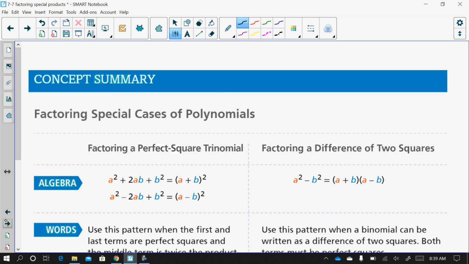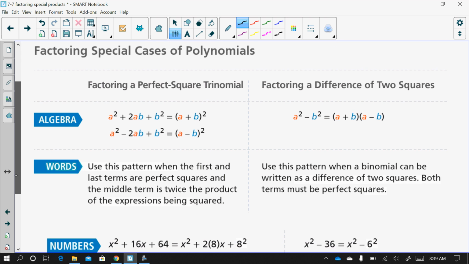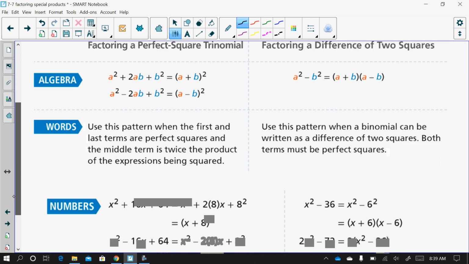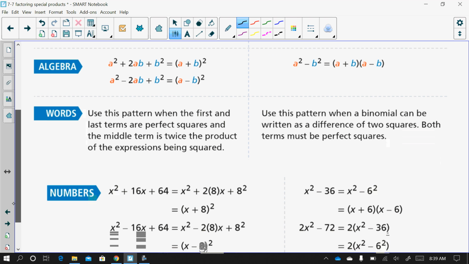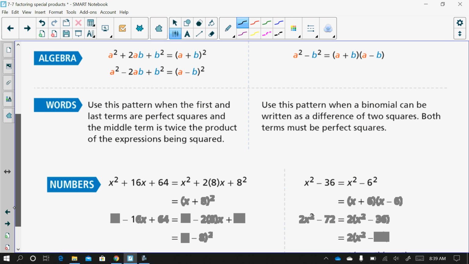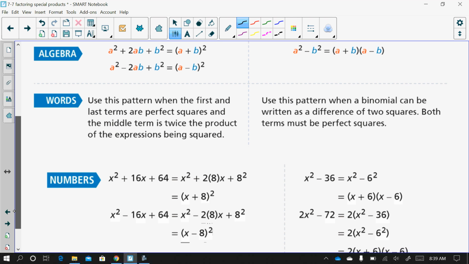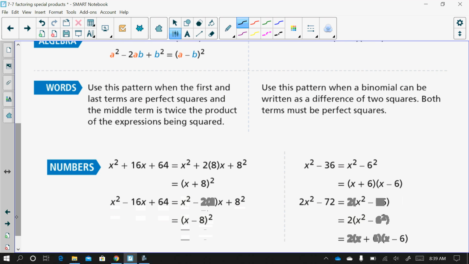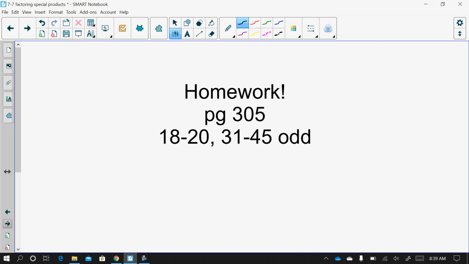All right, so here's our concept summary. So remember, there are 2 patterns here, but you can absolutely think of it as what 2 numbers multiply to the last, and I can combine them to make the middle term. And here's your homework. Page 305, you're going to do problems 18 through 20, and then 31 through 45 odd.